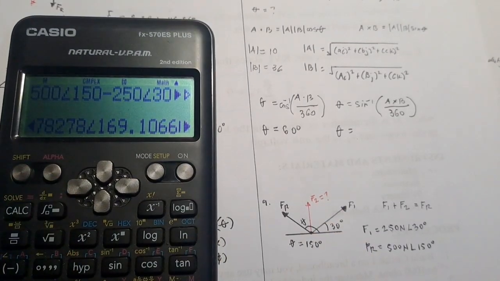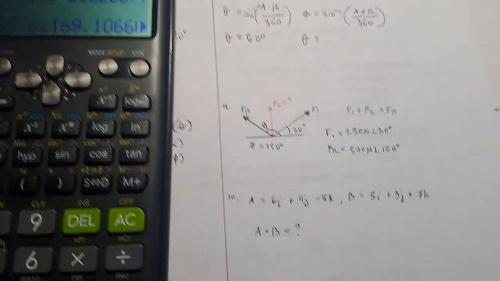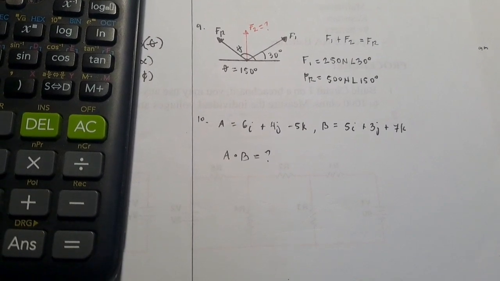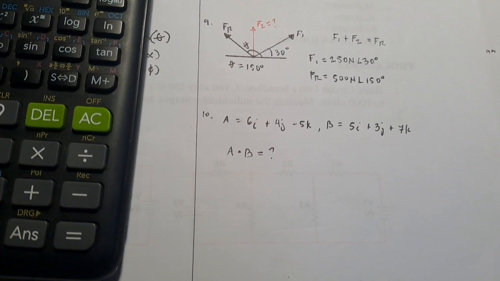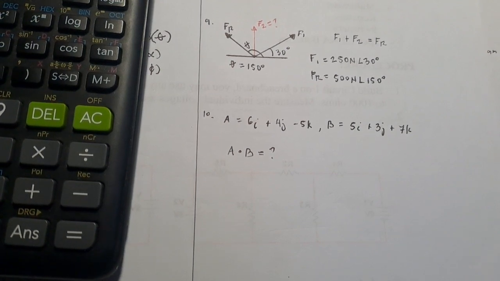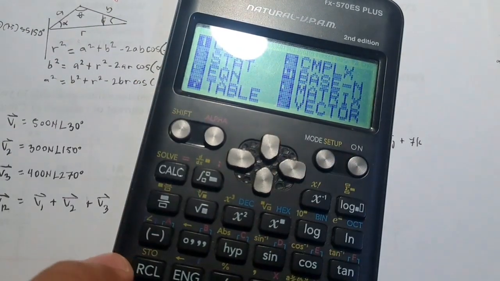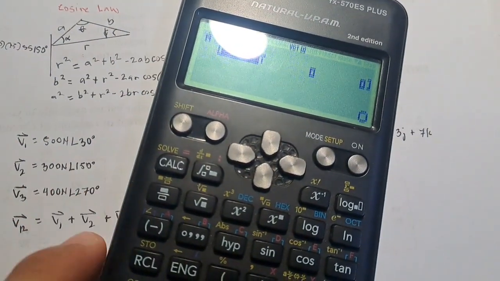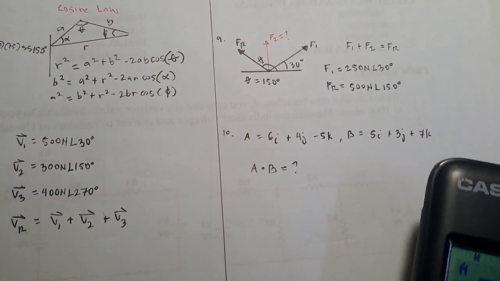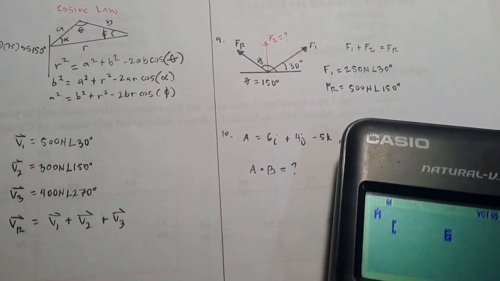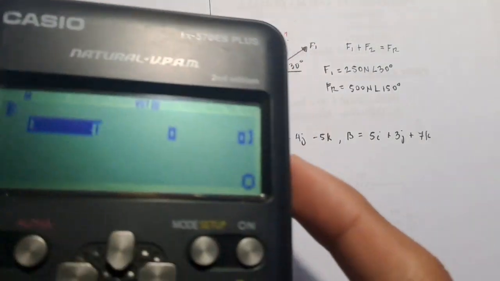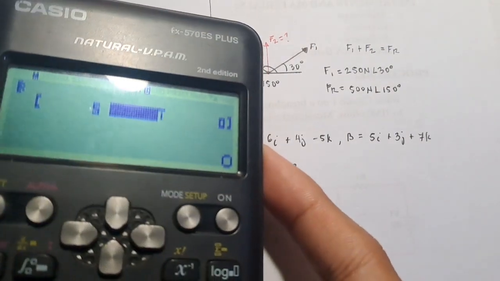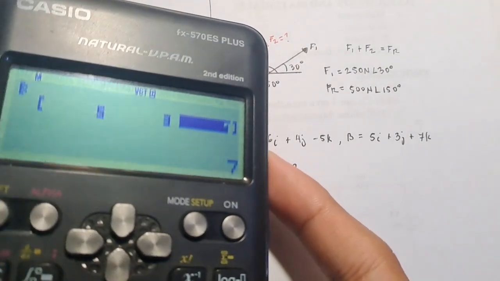So let's have number 10. What is the dot product of the vectors? A is equals to 6i plus 4j minus 5k, and B is 5i plus 3j plus 7k. What is the dot product? So shift. So naging blanco na siya, wala na yung kanina. 6i 4j minus 5k. Let's have vector B. It is 5i 3j and 7k.